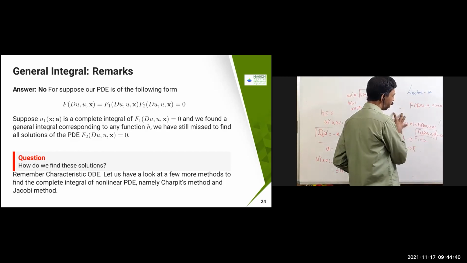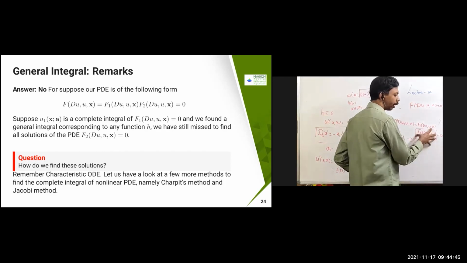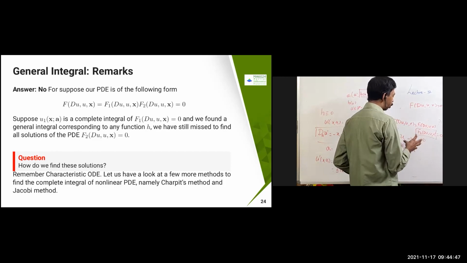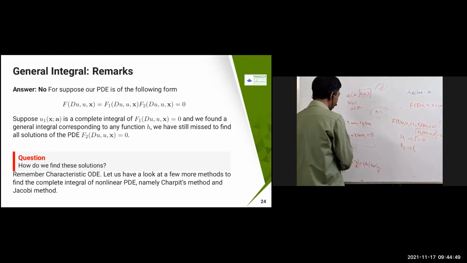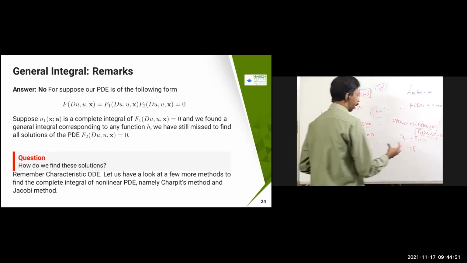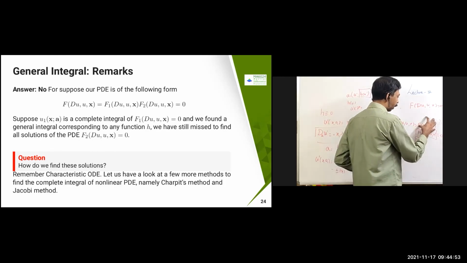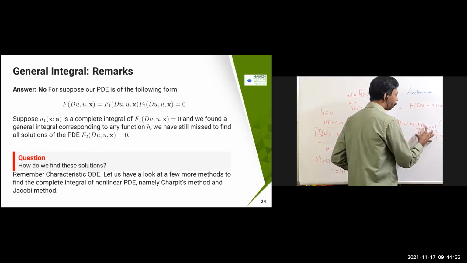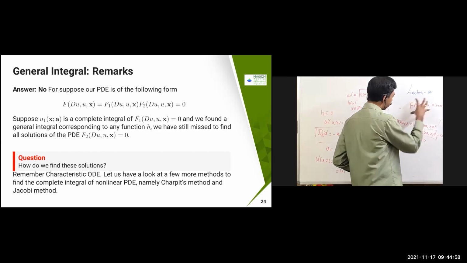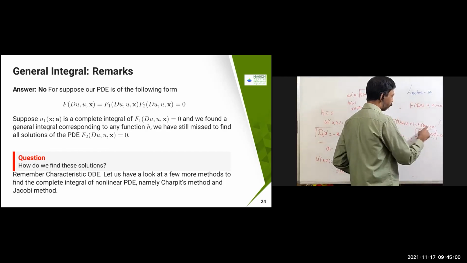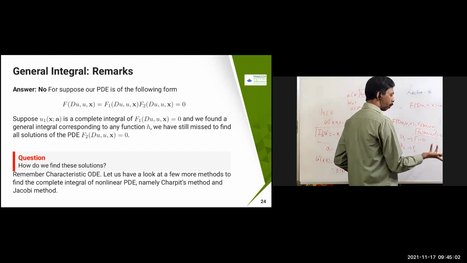This is the total nonlinear PDE, and it can be written as a product of two nonlinear PDEs. In that case, because you are trying to eliminate, every time something equal to 0, we are trying to find the solution for this one and omit the other. Then this is still going to solve the problem because the product is going to be 0.